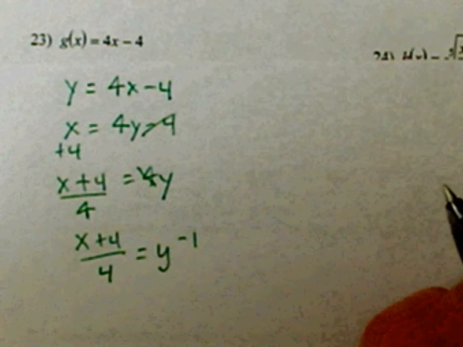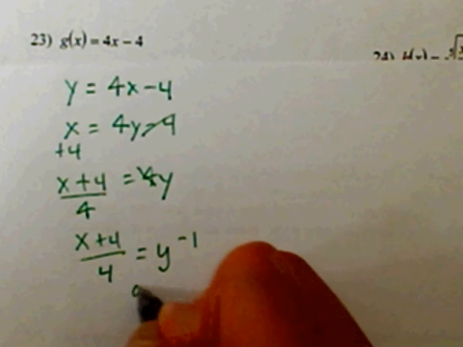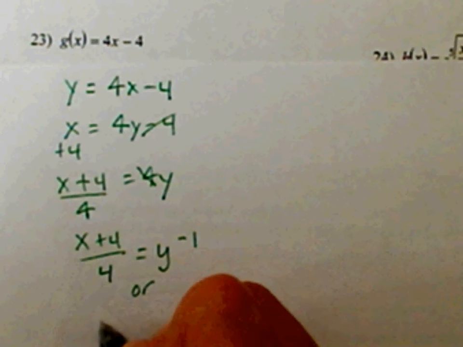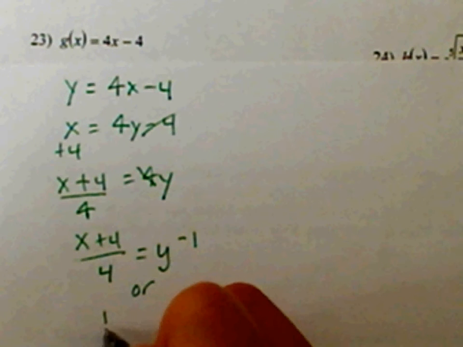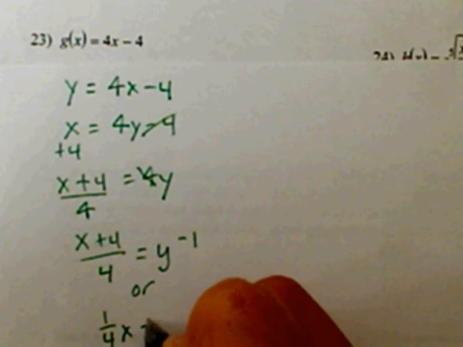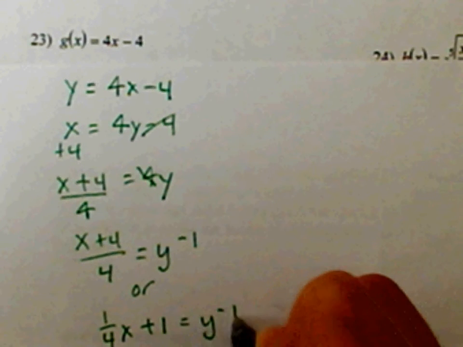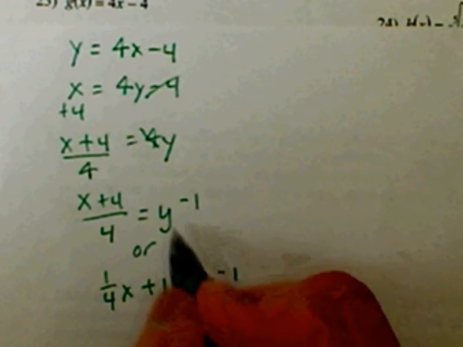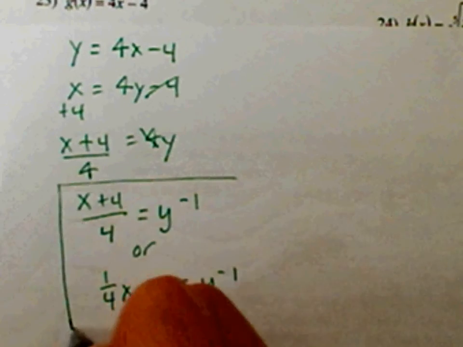Add your -1. Some of you will write it like this. Some of you will separate them, so you'll have 1/4 x plus 1 is equal to y to the -1. These two are the same exact answer. Okay.